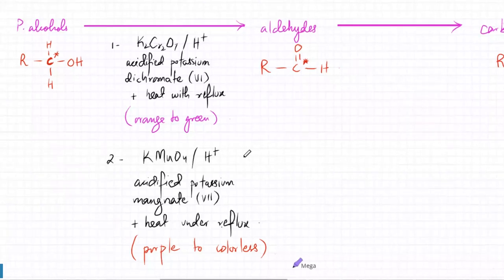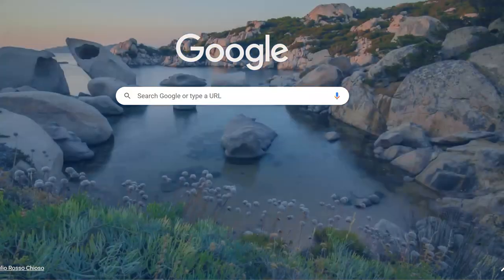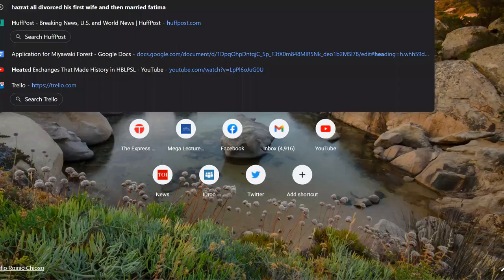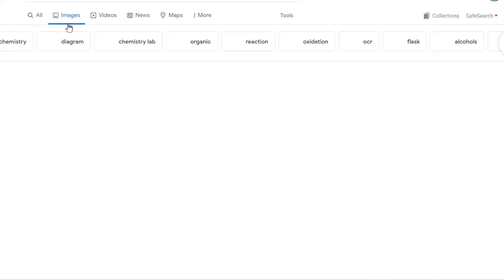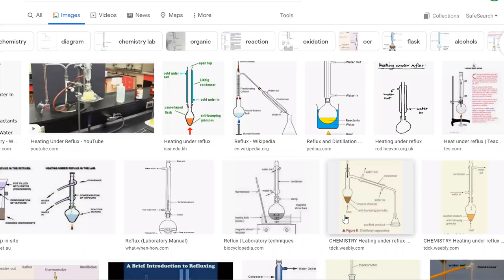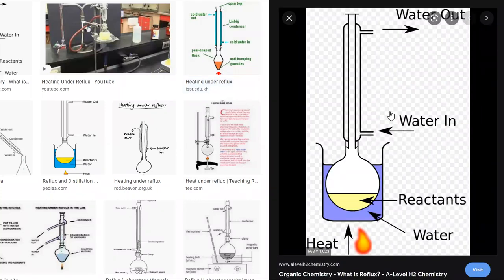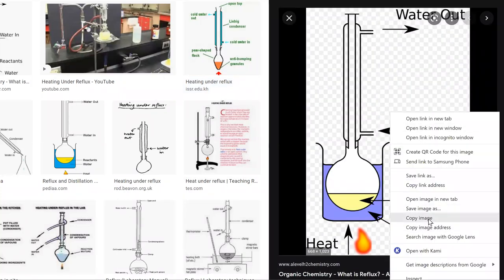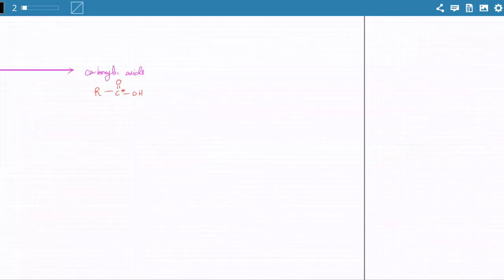Anyway, now heat under reflux. What is heat under reflux? I'll show you a diagram of heating under reflux. You might get questions on this as well. I think this would be a sufficient diagram, so let's quickly copy this and put it on the board. I'll quickly explain what this means.